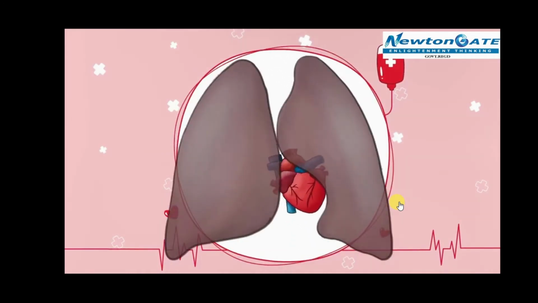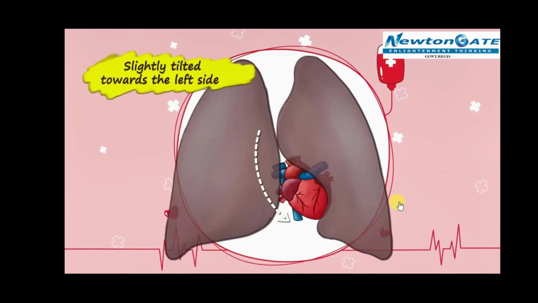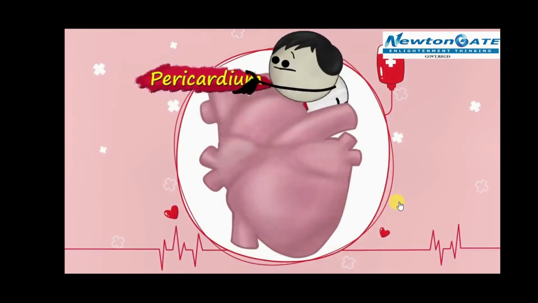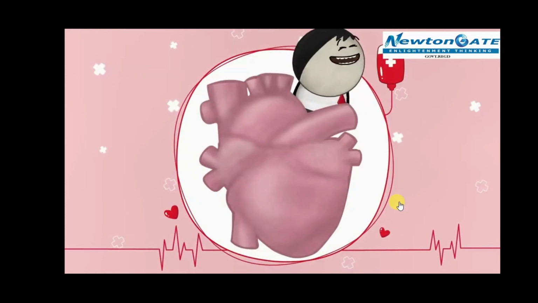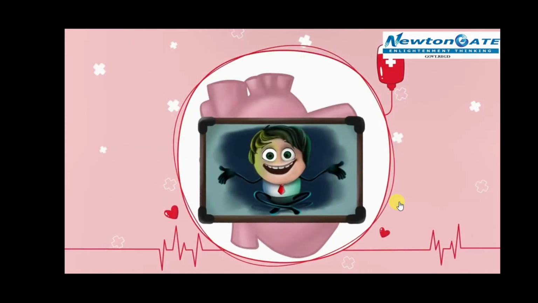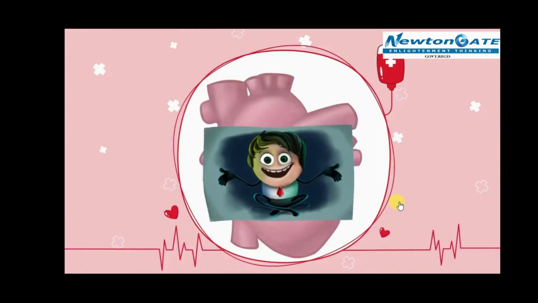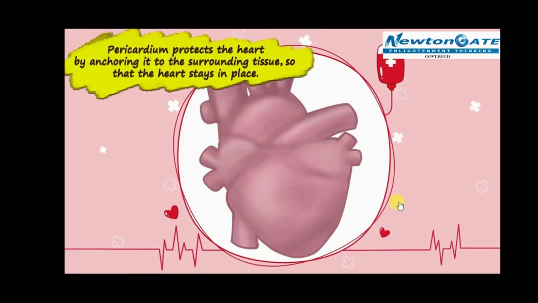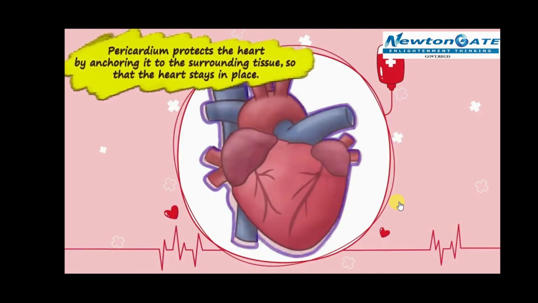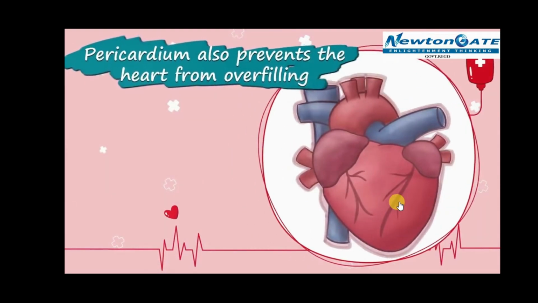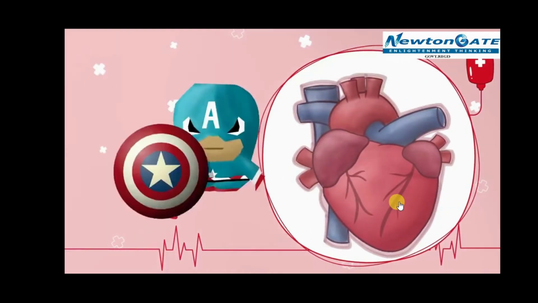The heart is surrounded by lungs and it is tilted towards the left side. The heart is covered by a sac-like structure called the pericardium. This animated person is thinking it is like the French fries. Just like without the frame, the photo falls. In a similar way, the pericardium protects the heart by anchoring it to the surrounding so that the heart stays in its place. The pericardium also prevents the heart from overfilling.